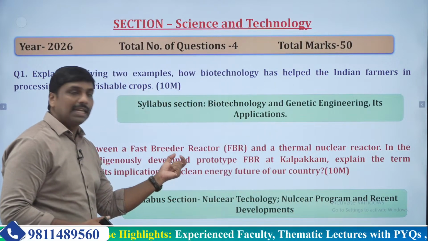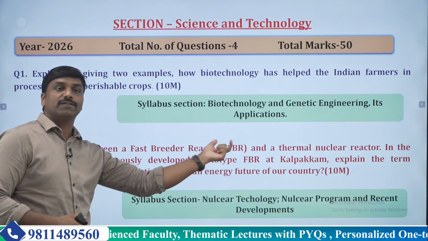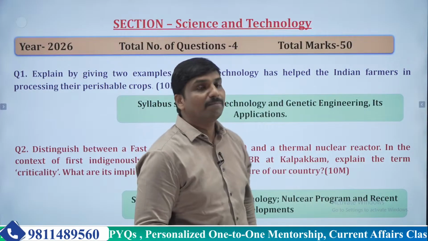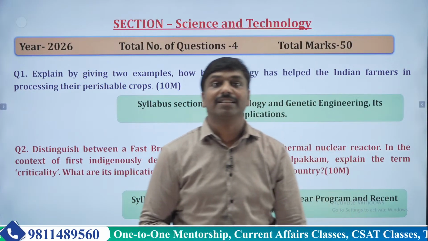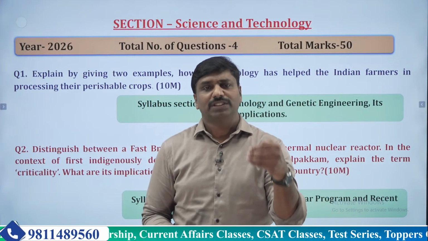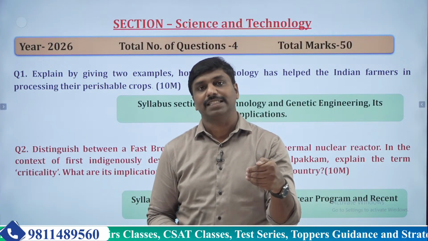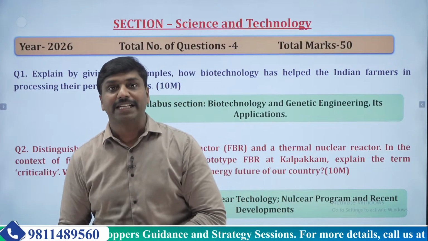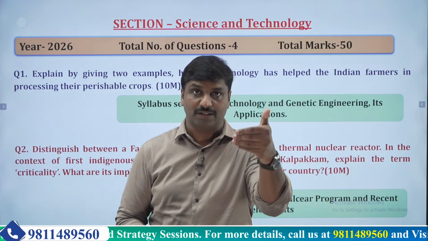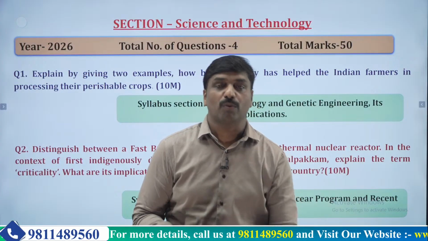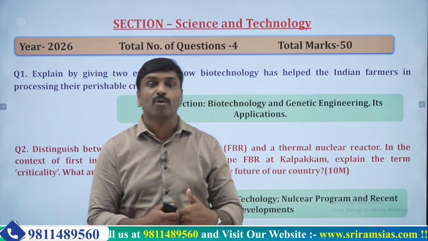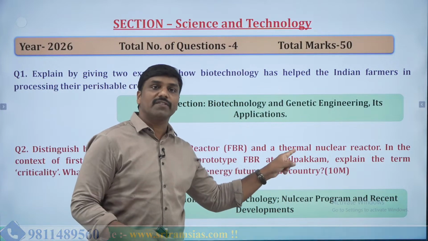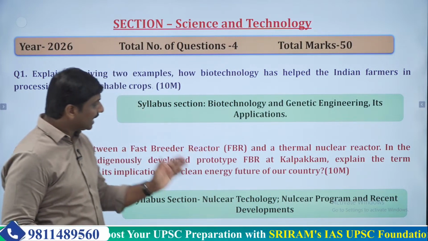Then what you can do later on is give the basic differences between the fast breeder reactor and the thermal nuclear reactor. You can say the differences from these points: what about the technology? What about the fuel or fission material used? What about the moderator? What about the coolant? What about the efficiency? What about the advantages of it? Which is more efficient, which is less efficient? Like that you can differentiate.